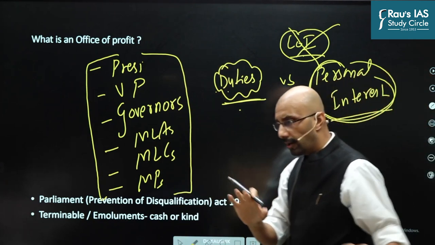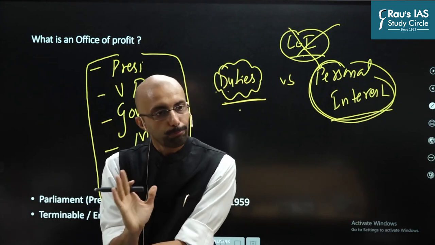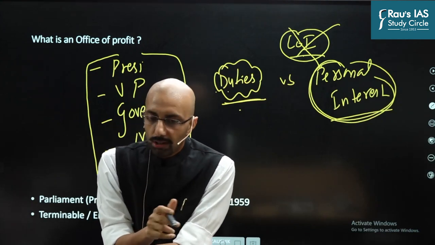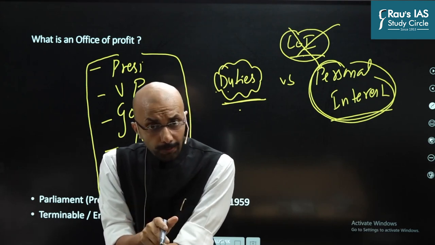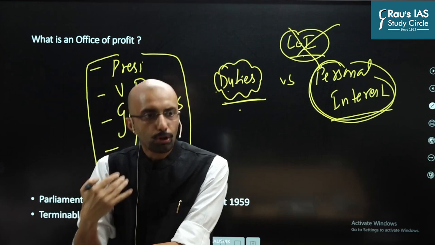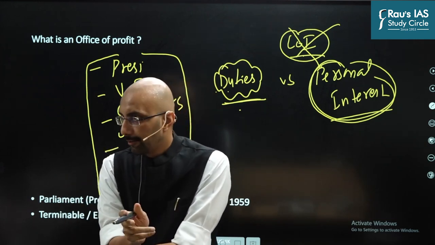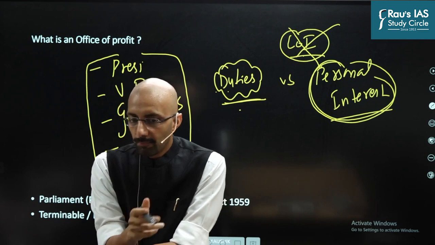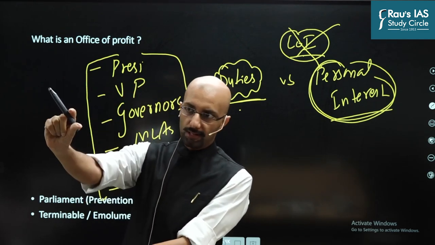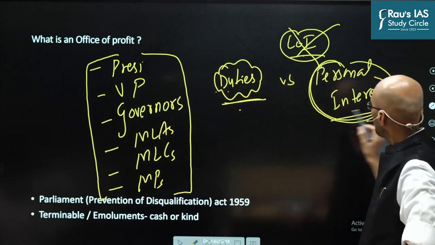Now, the constitution has not defined what is meant by office of profit. So one thing you have to remember for the prelims exam is that the constitution does not define it, or give a list of offices which can be called offices of profit. Our judiciary has done that job. The judiciary has given some features by which we can call a particular office an office of profit. For example, what can those features be?